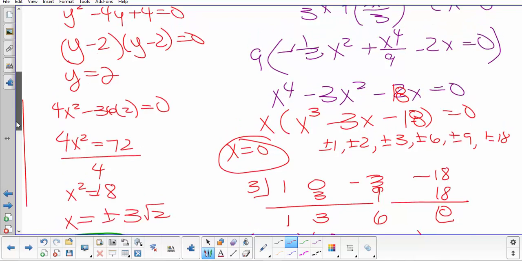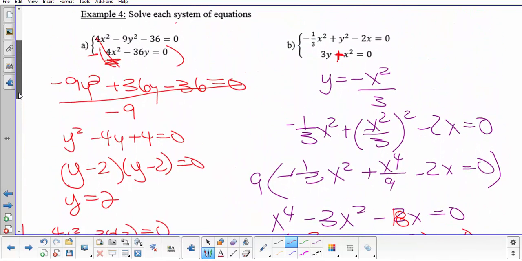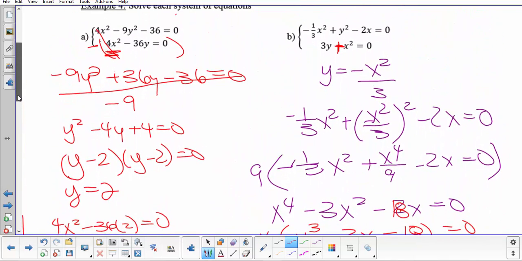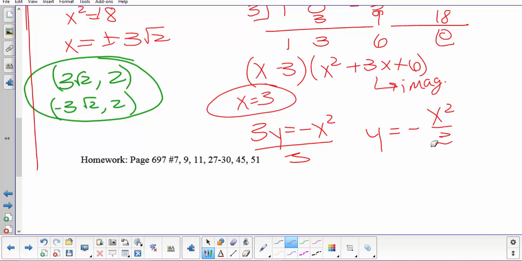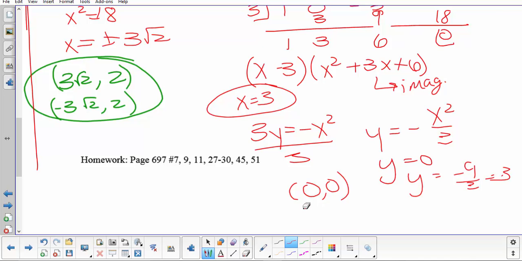Now we need to substitute these to find our y values. The easier equation to use would be the bottom one, 3y plus x squared equals 0, or 3y equals negative x squared. Or we could just divide by 3 now, y equals negative x squared over 3. Substituting in 0, we'd get y equals 0, so that means one of our solutions is the point 0, 0. Substituting 3, we would get y is equal to negative 9 over 3, which is negative 3. So our other solution is the point 3, negative 3.